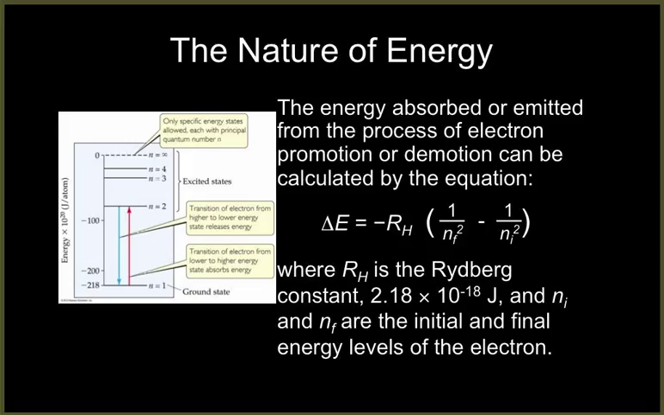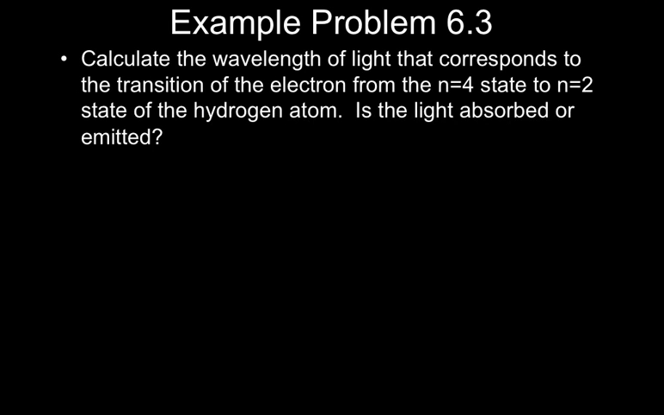So what this one does is it gives us the change in energy associated with an electron going from one level to another. RH is the Rydberg constant, so that's given there. And then the n's stand for the energy levels, and n sub i is the initial energy level, n sub f is the final energy level. And when you do this, you're either going to get a positive or negative number, and that positive or negative number is going to correspond to whether or not the electron is emitting that energy or the electron is absorbing that energy. So let's look at an example here.